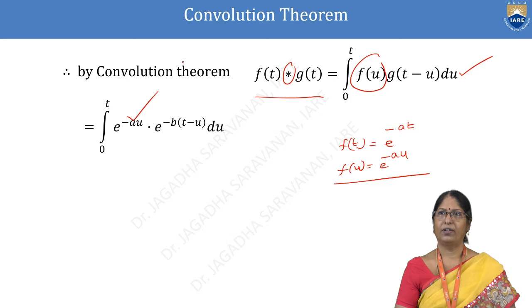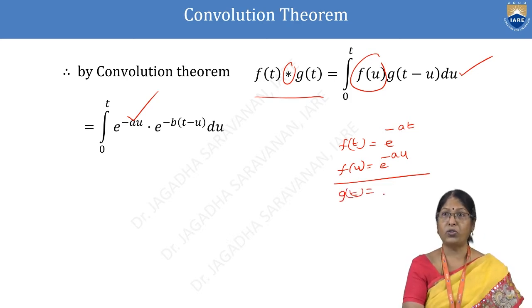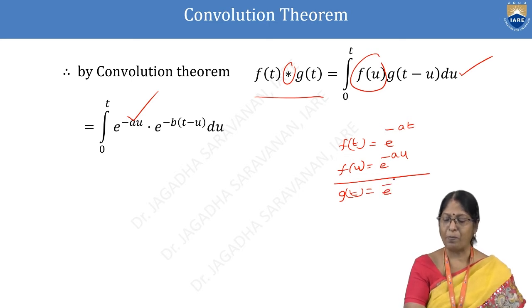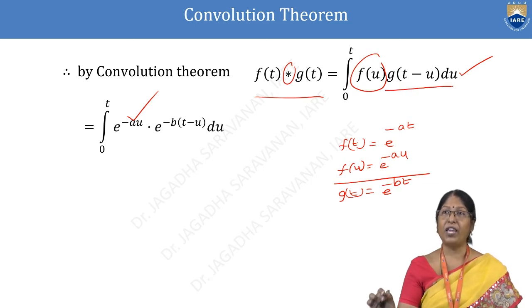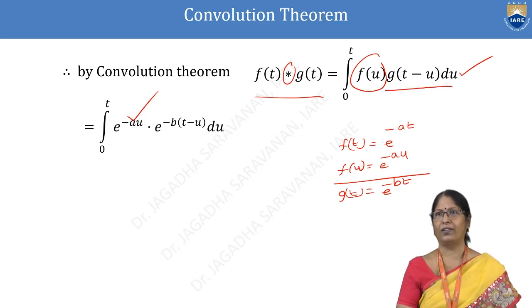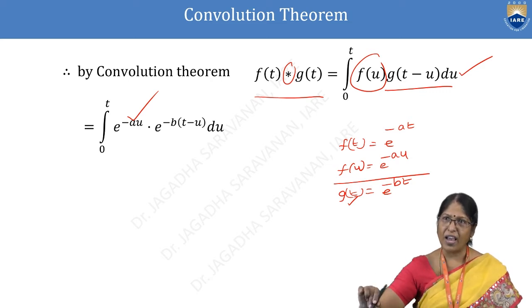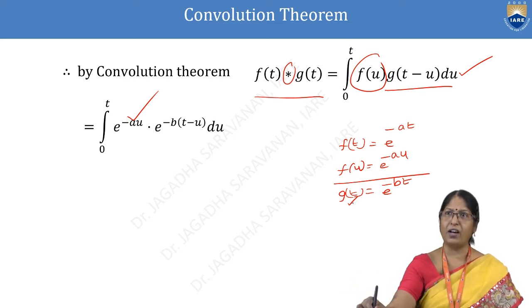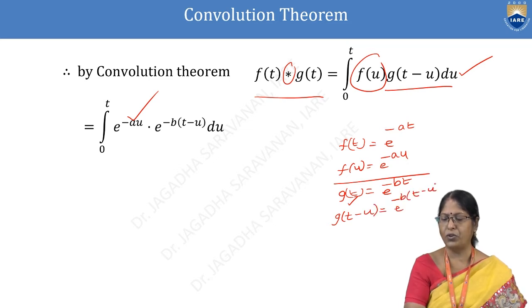Then g of t. This we have also already found: e power minus bt. But we want g of t minus u. Here only t is there, so wherever t appears, we have to change that t in terms of t minus u. Yes, fine, we will change it: e power minus b of t minus u.